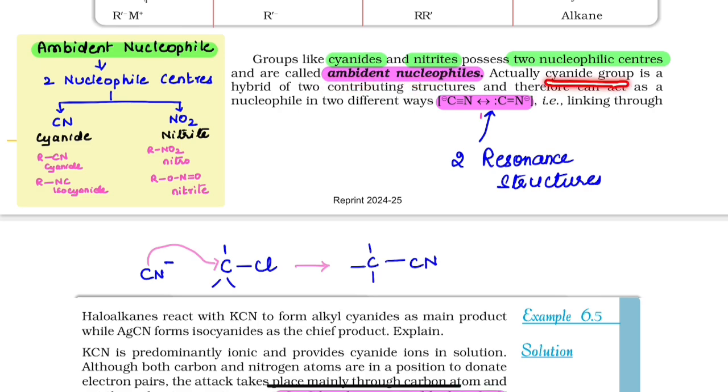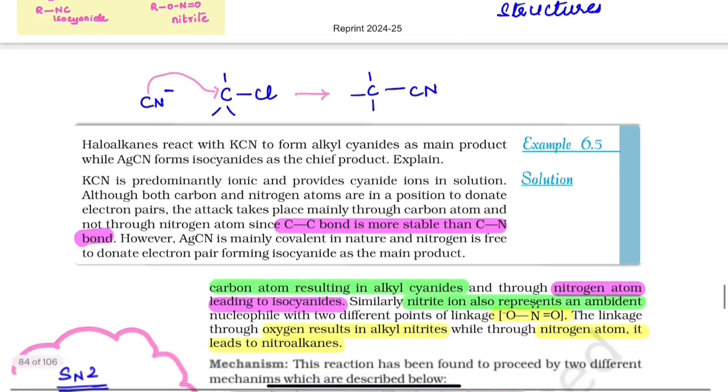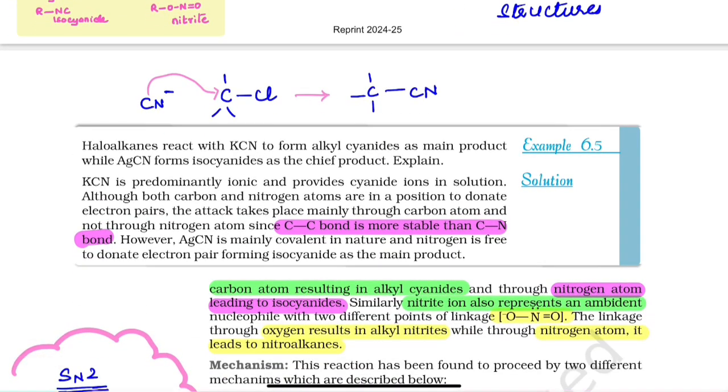So cyanide group is a hybrid of 2 contributing structures. That is 2 resonance structures are present. So you can see this is one resonance structure and this is another, RS, that is resonance structures. So here carbon has negative sign and nitrogen will be having lone pair of electron. So here carbon will be attacking this carbon of the alkyl group and a bond is formed between carbon and carbon.